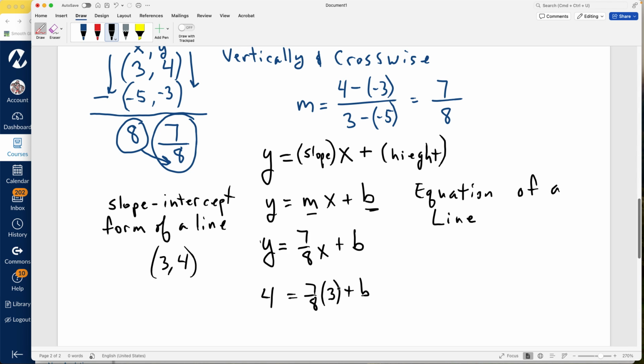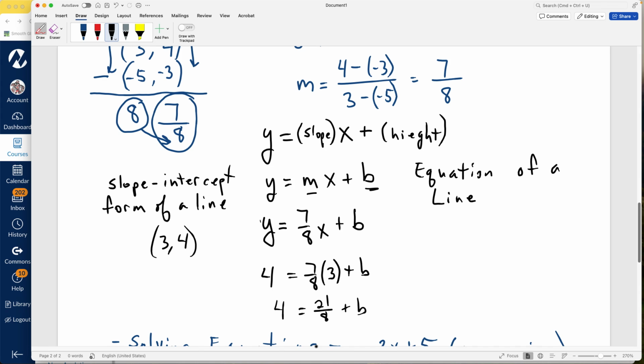7 times 3 is 21 over 8. Let me just multiply that. How do I get b by itself? Well, what am I doing with 21/8? I would need to subtract 21/8 from both sides, right? Minus 21/8, minus 21/8. This is 0. I'll get b equals 4.